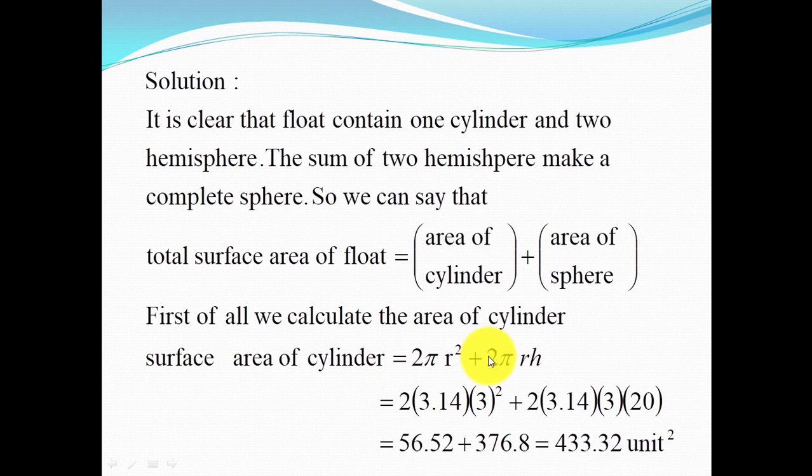First of all, we calculate the area of the cylinder. Here we write down the formula for the surface area of the cylinder: 2 multiplied by pi, and so on. What is pi? Pi is a fixed quantity whose value is 3.14, and the radius of the cylinder is given in the statement, which is equal to 3. The height of the cylinder is 20 centimeters, which is also given in the statement. Putting these values in, the answer is 433.32 square units.